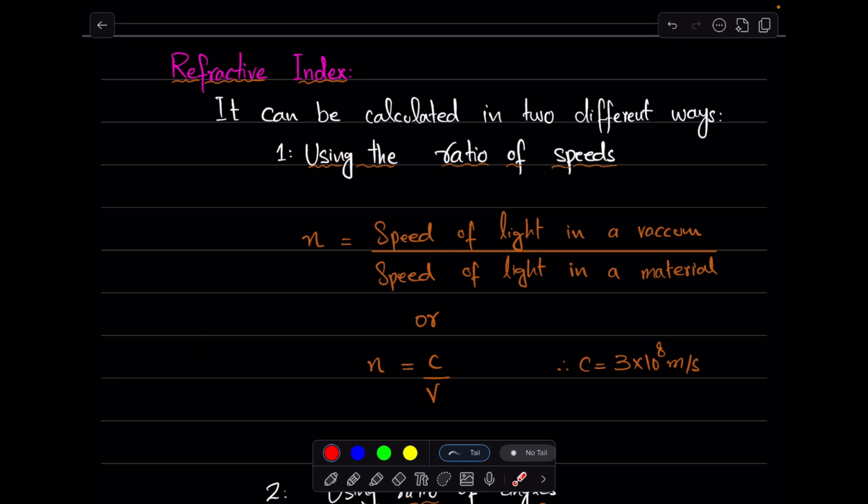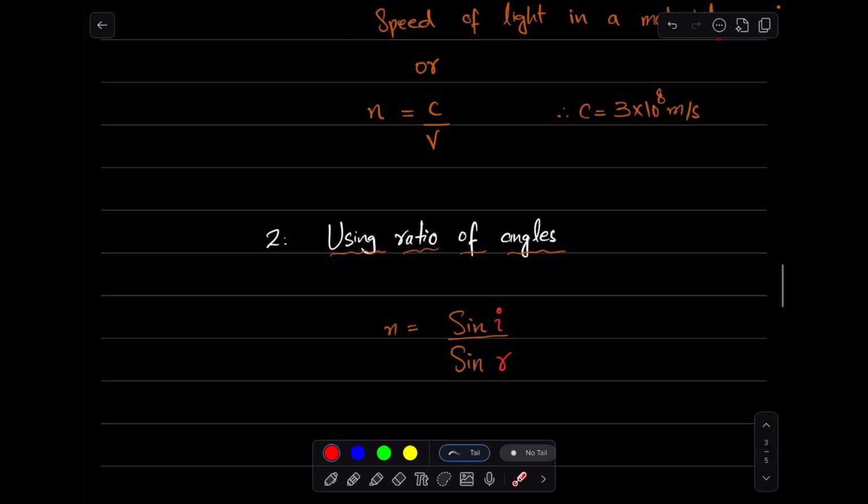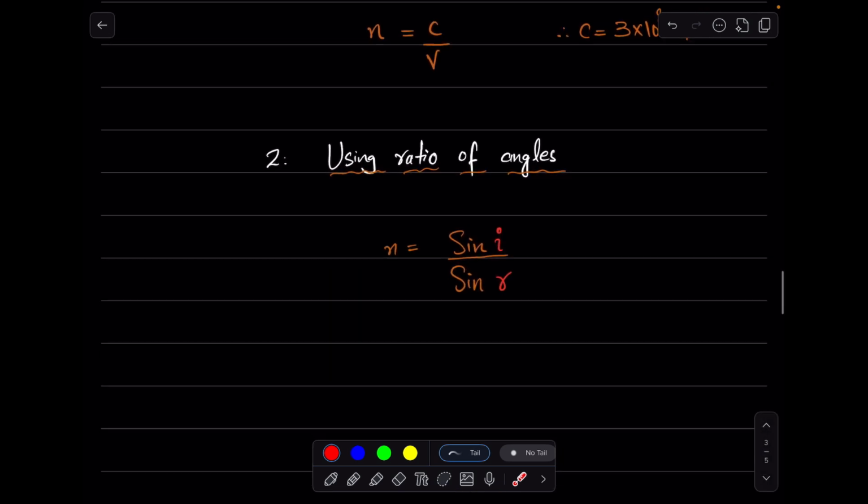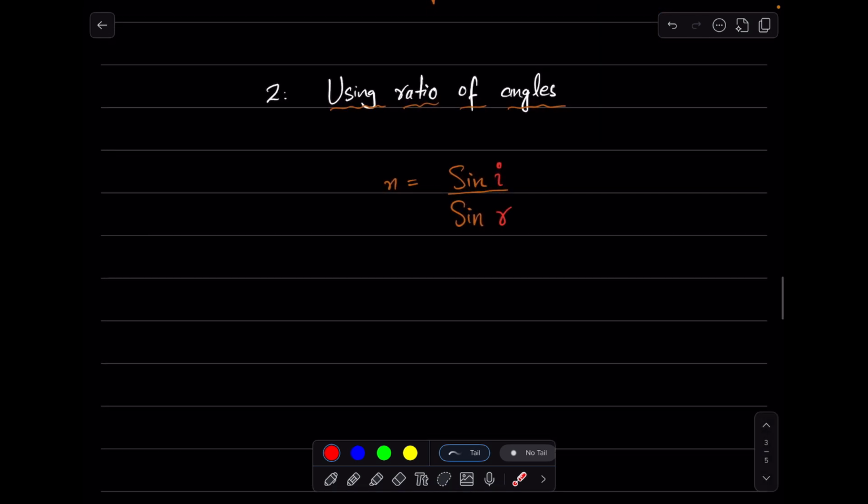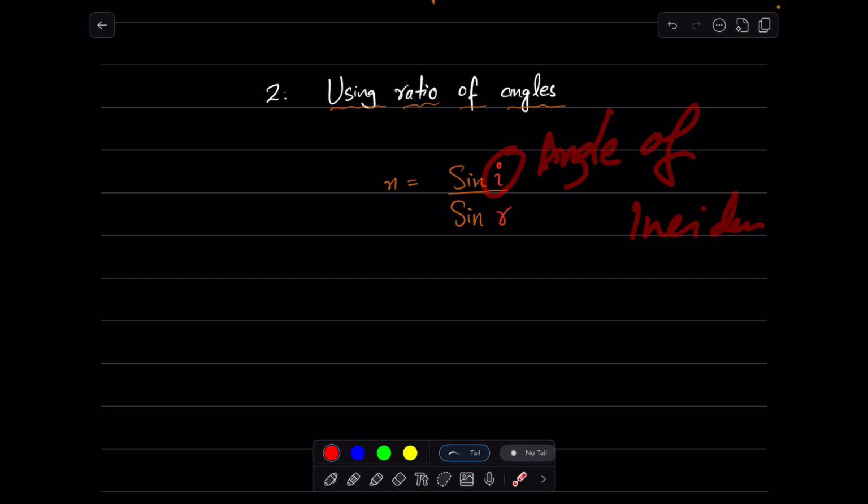Because it's a ratio of same quantities, units will be cancelled out. So we don't have any units for refractive index. The next relation for the refractive index is that we can find it from the ratio of sine of i over sine of r. What is i? i is an angle. Which angle? Angle of incidence. And r is the angle of refraction.